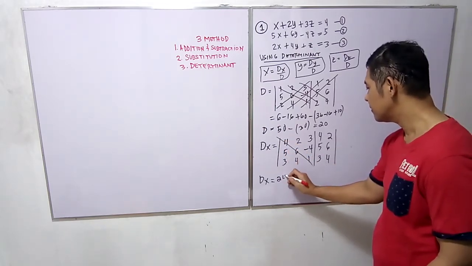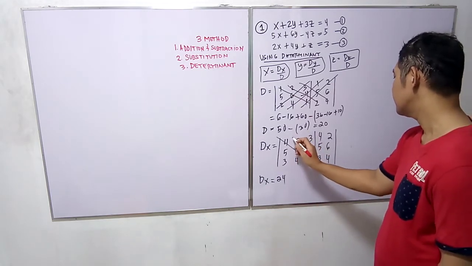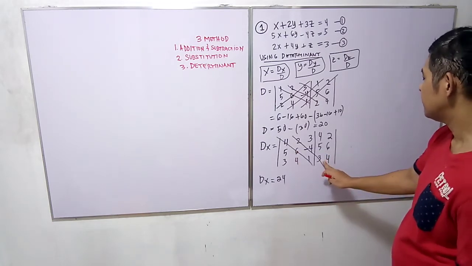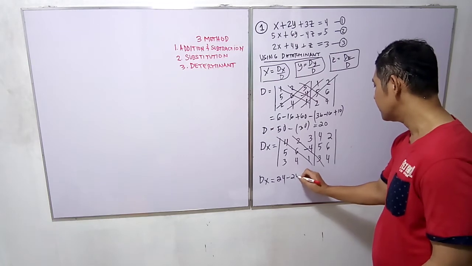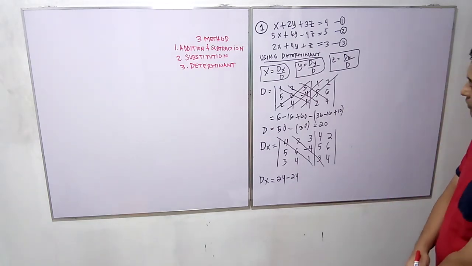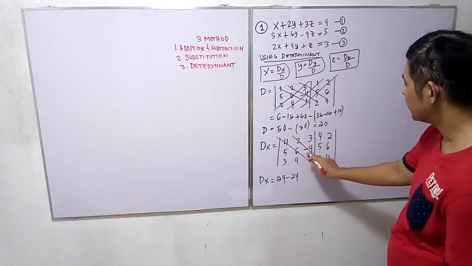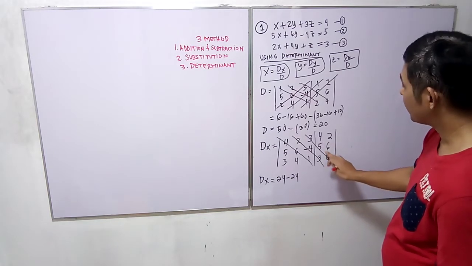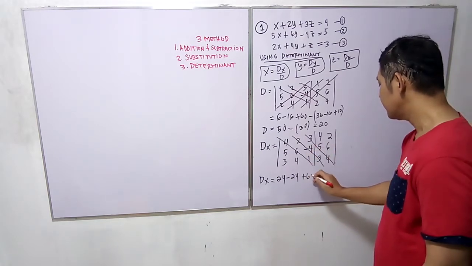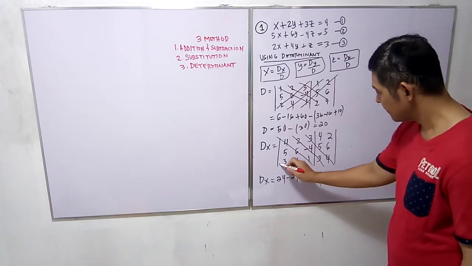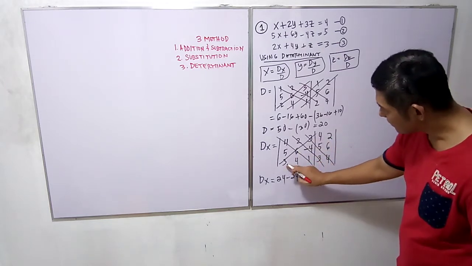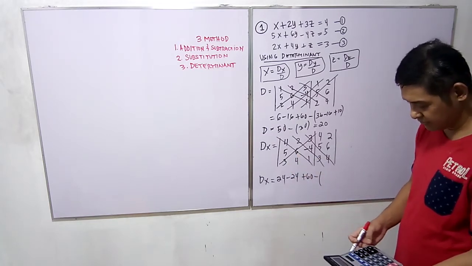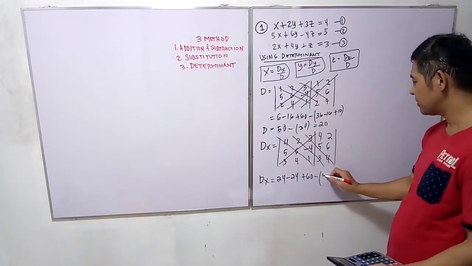So, therefore, dx equals to, una, ito, 24. Pangalawa, ito. 4 times 2, 8. 8 times 3, 24. Negative kasi may isang sign. Ikatlo, 5. 5 times 4 is 20. Times 3 is 60. Minus 3 times 3 is 9 times 6. 9 times 6 is 54, at ang 54 minus 54.